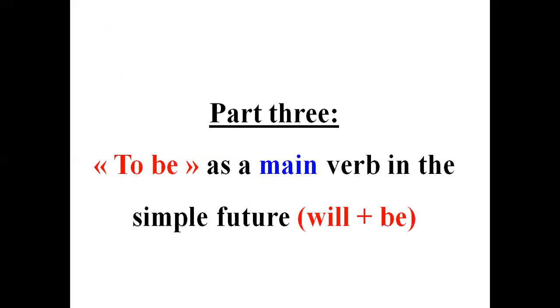Part 3, the verb to be as main verb in the simple future. It's will plus be. We need to put will plus the verb to be in the infinitive. The first situation is the affirmative form. Pronouns, then the form of the verb in the future, and then the example. The first one, I or you, will be, will plus be. So, example, I will be here.